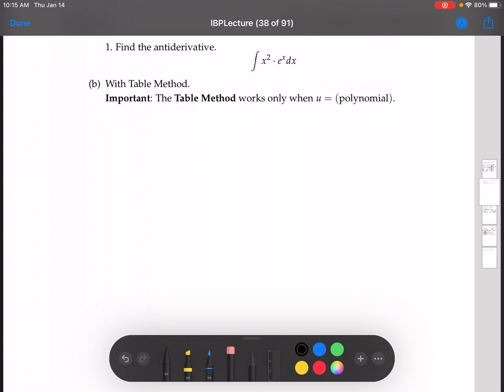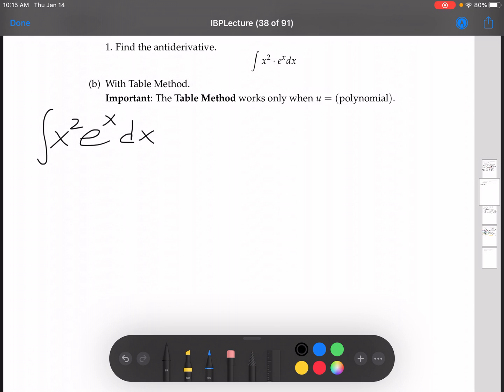As far as I looked at your homework, every single one of those in the WebAssign part, at least, is a candidate for the table method, I believe. All right, so the way we do this now is, first let me write x squared e to the x dx here.